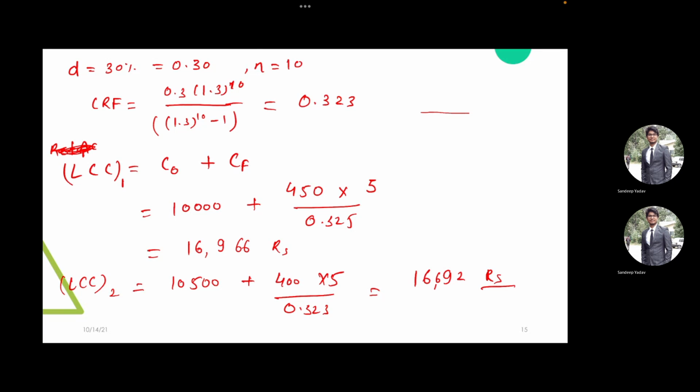So we can say this one is costing more, we should choose this only, because although it is consuming less electricity, the initial cost is having some more effect. It is a minute difference. If we have to say, then we should choose option 1.